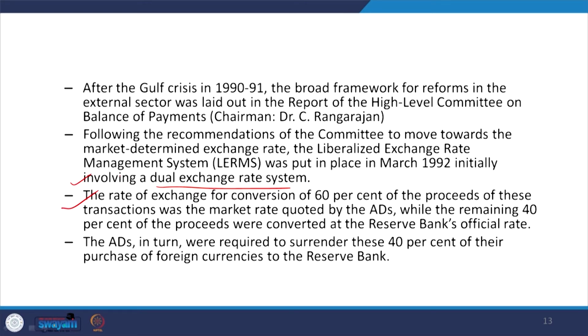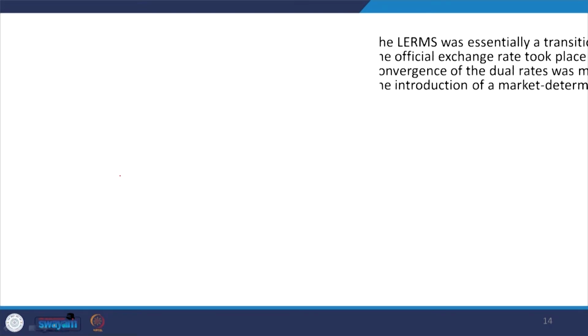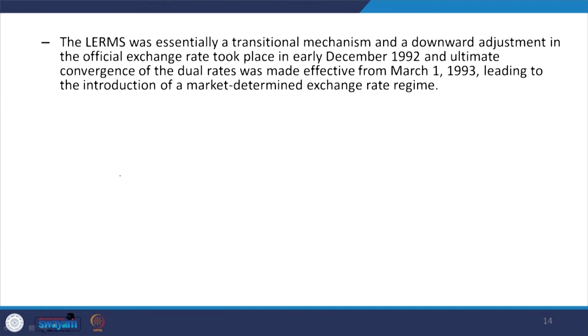The ADs in turn were required to surrender this 40% of their purchase of foreign currencies to the Reserve Bank. So, 40% was actually returned by those authorized dealers. The LERMS was essentially a transitional mechanism, and a downward adjustment in the official exchange rate took place in early December 1992, and ultimate convergence of the dual rates was made effective from the 1st of March 1993. That led to the introduction of the market determined exchange rate.